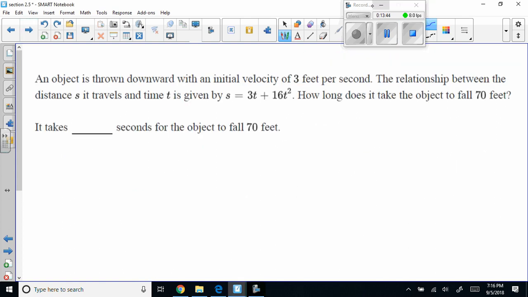All right. These are my favorite because they're basically Math 1101 type problems. An object is thrown downward with an initial velocity of 3 feet per second. The relationship between the distance s it travels and the time t is given by s equals 3t plus 16t squared. How long does it take the object to fall 70 feet? So, ladies and gentlemen, how do we work this?